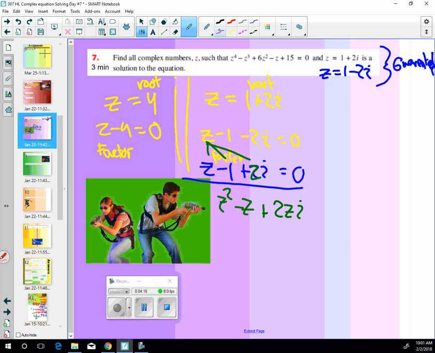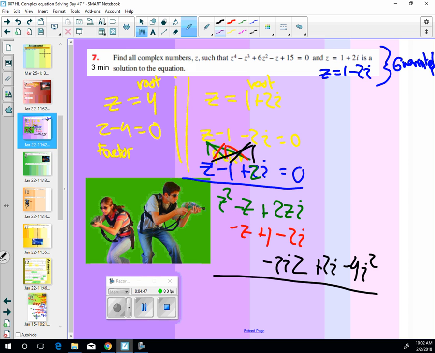Next, I'm going to multiply these three together. And this is going to be negative z plus 1 minus 2i. Then I'm going to do one more. I'm going to multiply these three together. Negative 2iz plus 2i minus 4i squared. And when I add all these up, these guys are going to cancel. These guys are going to cancel.